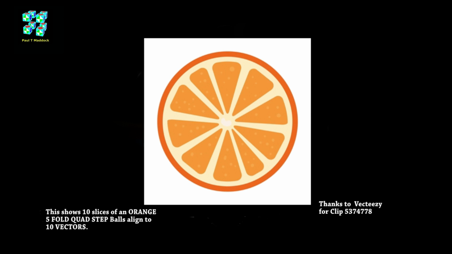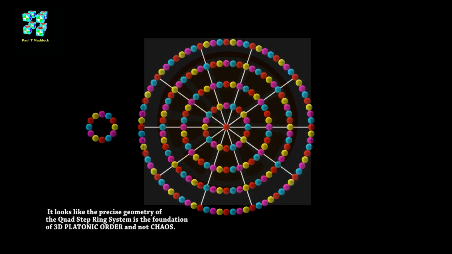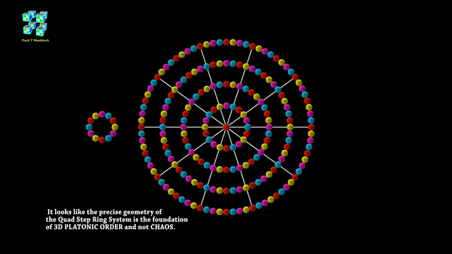Anyways, I think I've showed enough for you to get the picture. And I think anybody with a bit of common sense can see that this accurate 3D geometry is the basis of 3D Platonic order and not chaos.